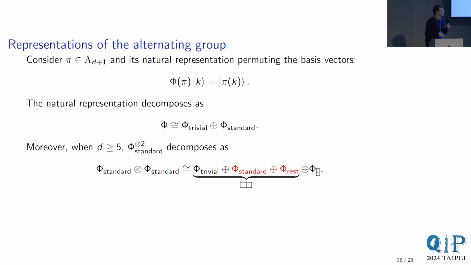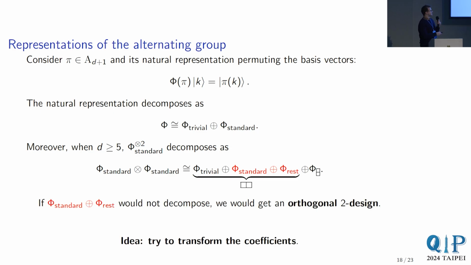And we will use this lemma for the alternating group. So we use the standard representation of the alternating group, which comes from the natural representation. And the twofold tensor product of the standard representation of the alternating group, when D is larger than or equal to 5, decomposes into 4 parts. But the antisymmetric subspace is good for us because it stays irreducible, but we need the other ones to make their coefficients equal.